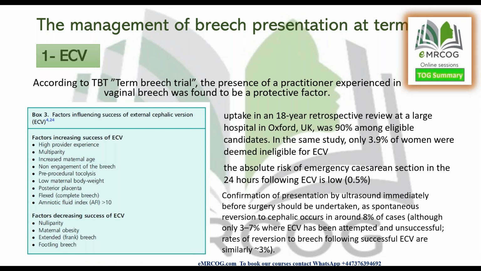there are factors influencing the success of ECV. Factors that increase success include high provider experience, multiparity, increased maternal age, non-engagement of the breech, the use of tocolysis before the procedure, low maternal body weight, posterior placenta, complete breech, flexed breech, which is, as you can see, most common, and amniotic fluid index more than 10. While the factors that decrease success are nulliparity, maternal obesity, or extended breech, frank breech, or footling breech.